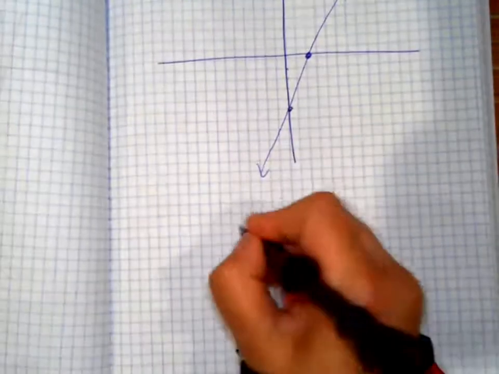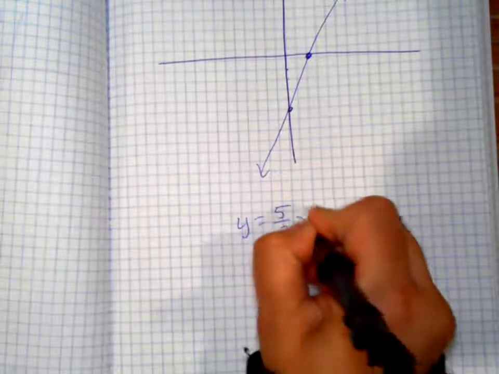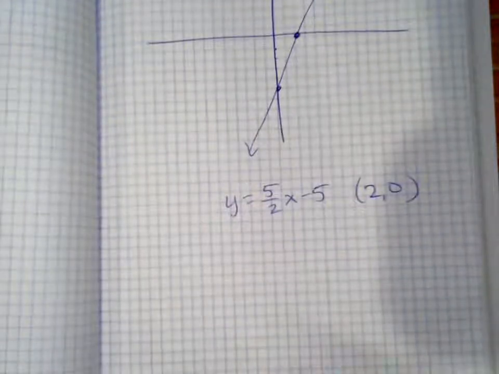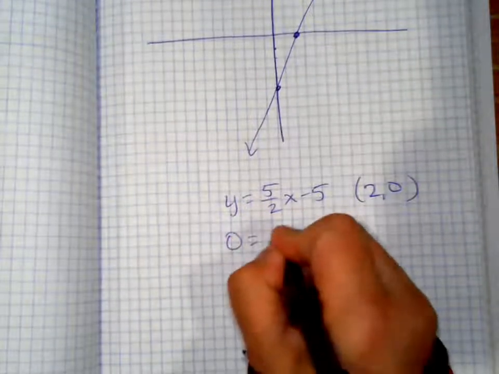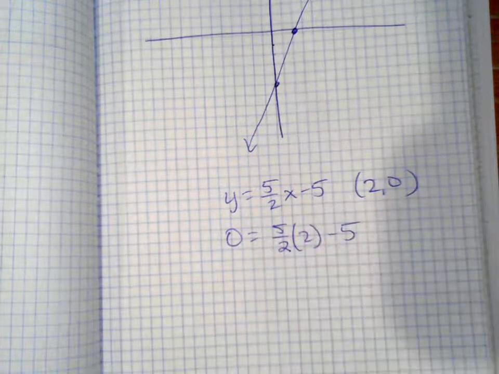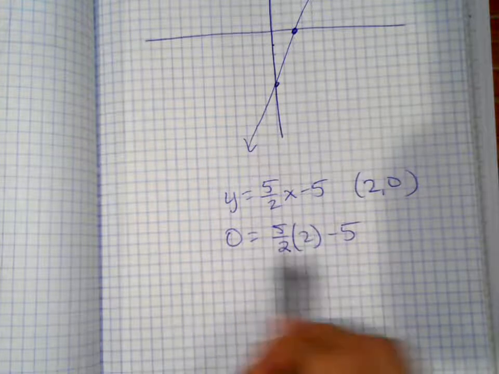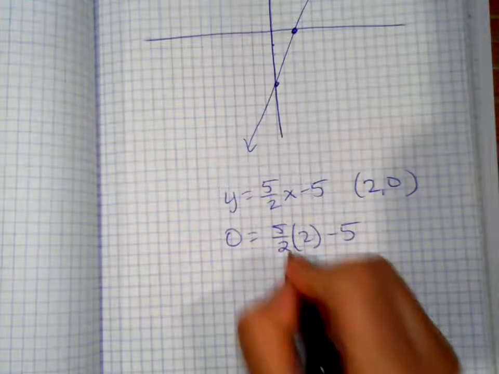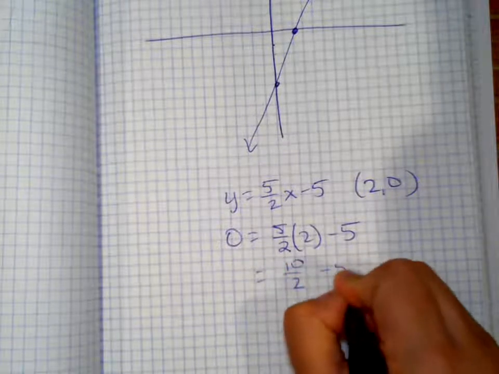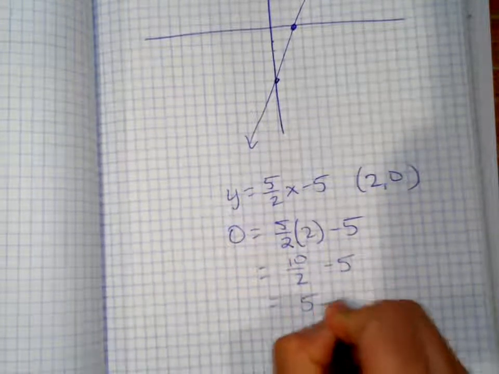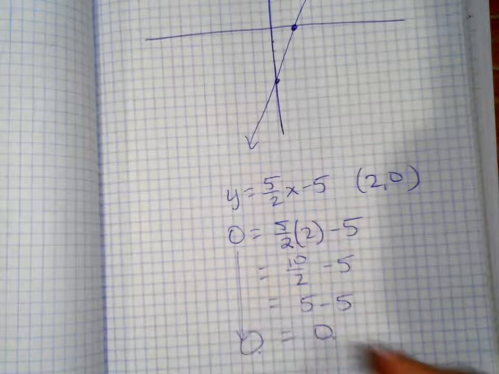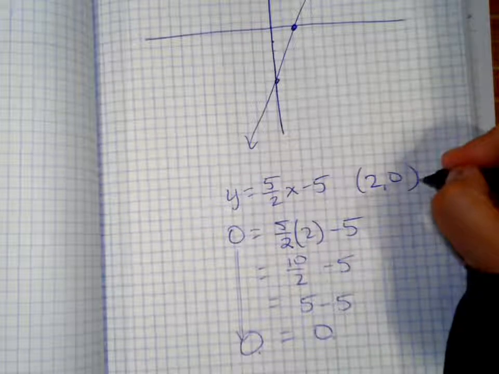Okay. And then y equals 5 over 2x minus 5. I want to know if that's on the line. So 0 is equal to 5 over 2 times 2 minus 5. So I want to see if this side is going to equal 0. So right here, I'm going to get that's equal to 10 over 2 minus 5, which is equal to 5 minus 5, which equals 0. And 0 does in fact equal 0. So 2, 0 is on the line.